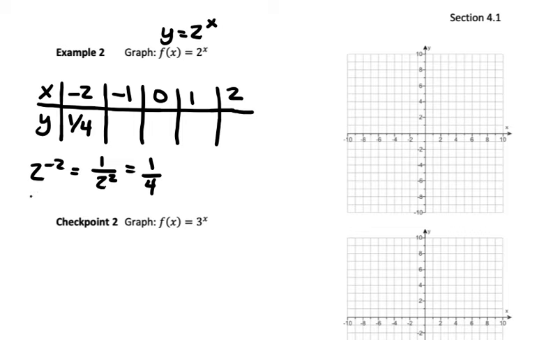2 to the negative 1 is 1 over 2 to the positive 1, which is 1/2. So 1/2 goes in here. If you have a calculator that can give you answers as fractions, you can use that. Otherwise, you're going to need to think about writing it as 1 over the base to the exponent when the exponent becomes positive, and then you can do that math there.